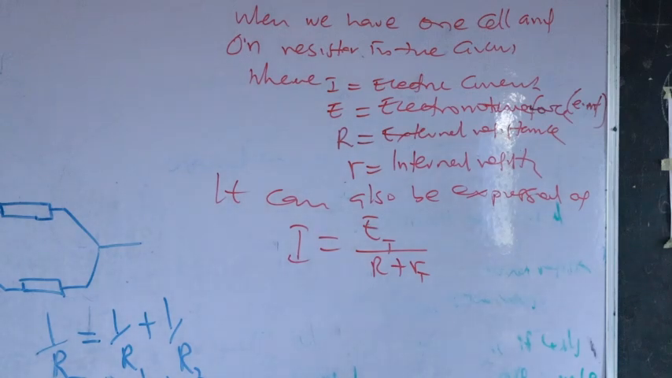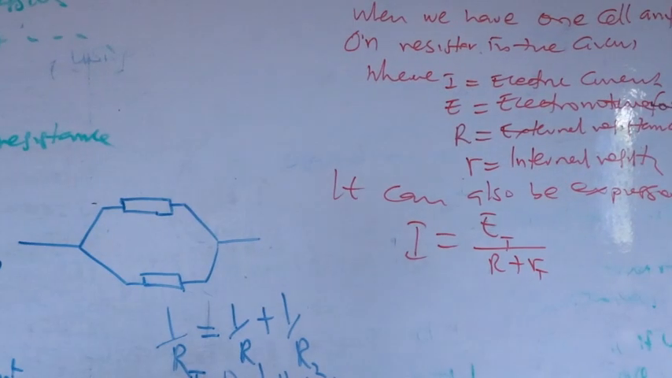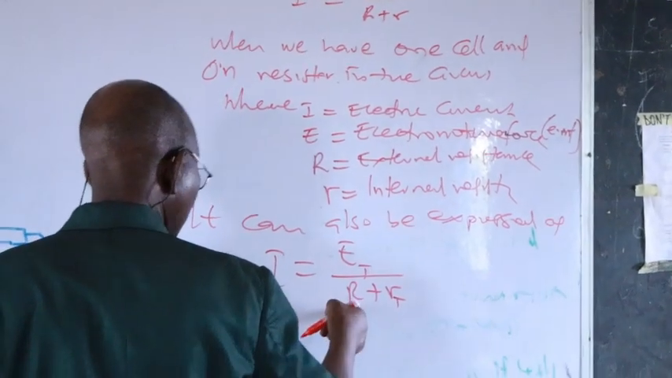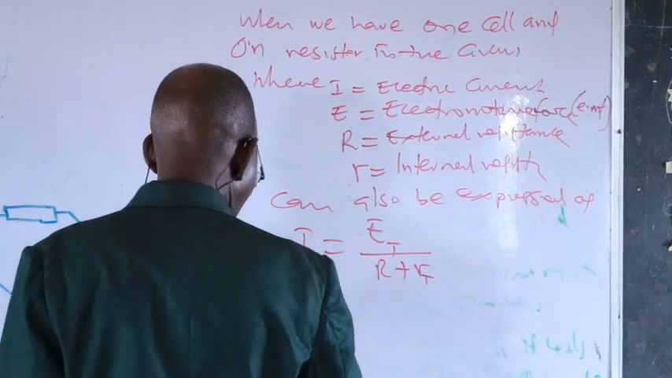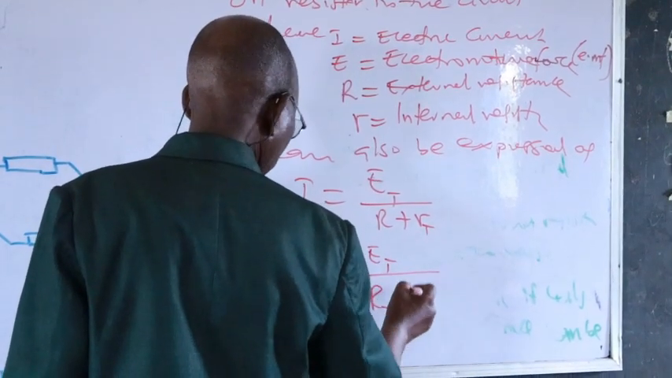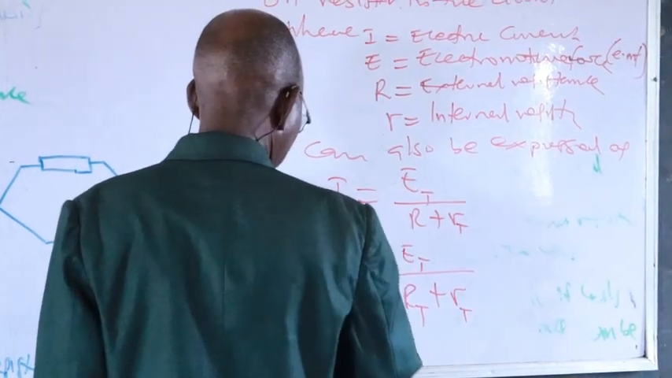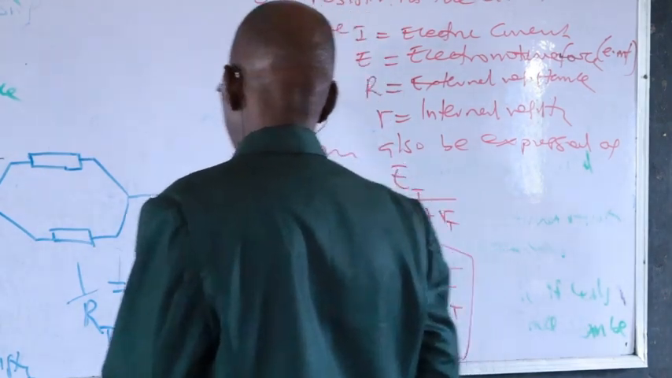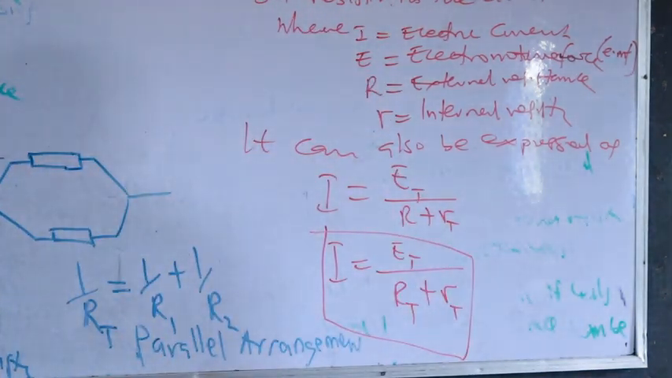It all depends on the question that is given to you that will determine which of these you are going to use. So it is possible to have this, or you have more than one resistor. You can also say I equals E total all over R total plus r total. These are the expressions you can use to determine electric current in the circuit. That's number 5.